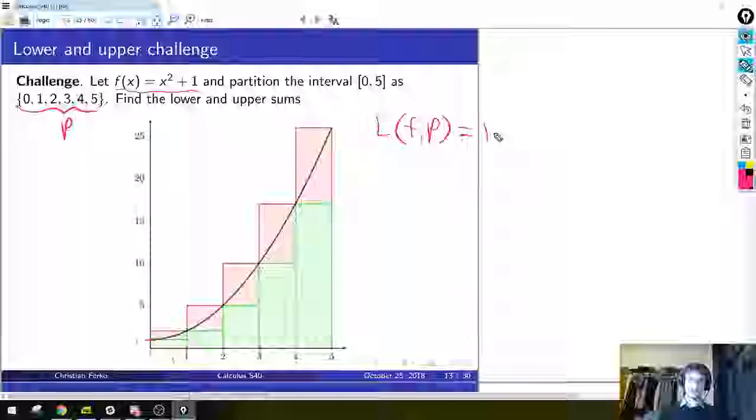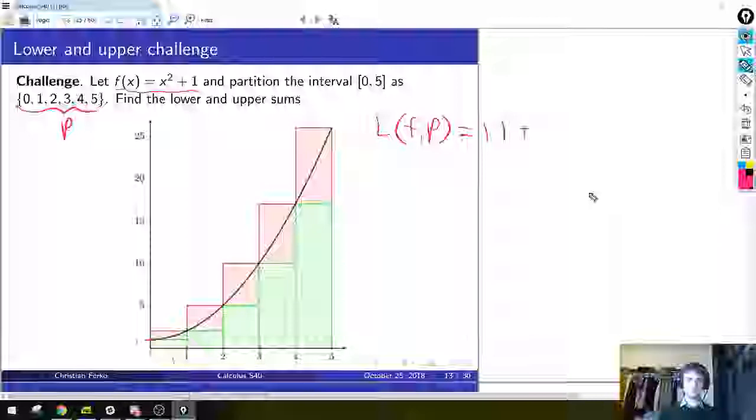Good, so you say we want 1 times the infimum of f on this interval, right? So what is that? That's the height of the green rectangle. So what is that infimum for this function? That infimum is going to be 1.